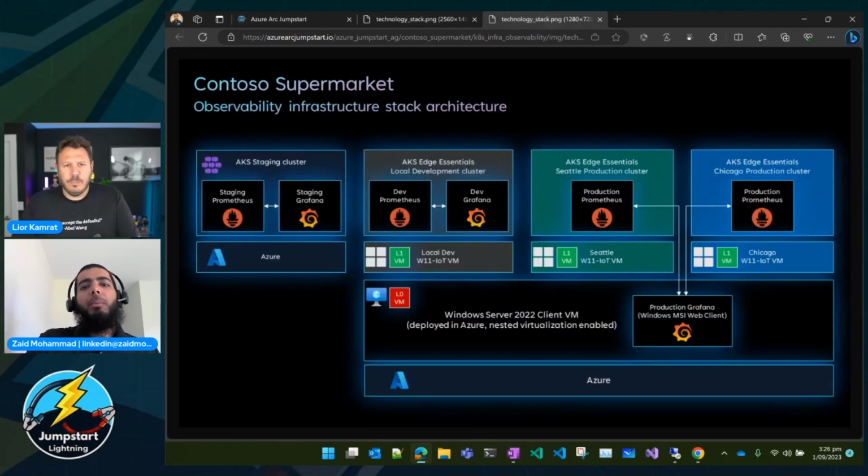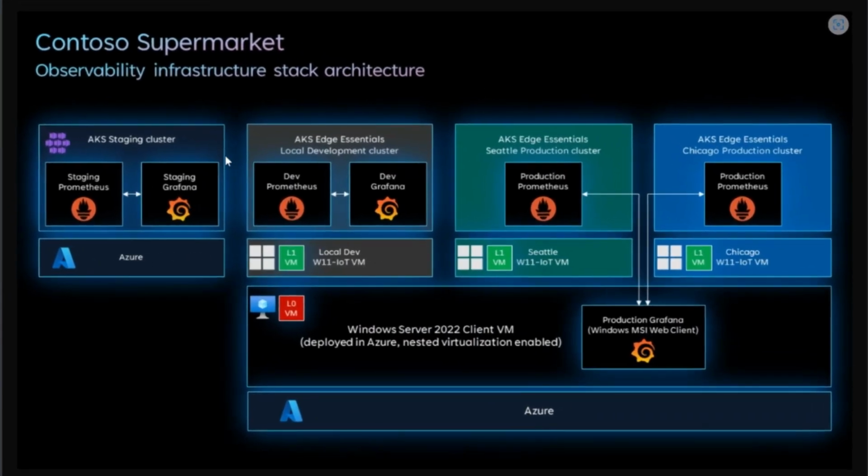So let's quickly jump into the architecture diagram here. As we spoke about earlier, we have the Prometheus and Grafana configured for each environment. So you have it for the staging cluster as well as for the production cluster and the dev cluster.